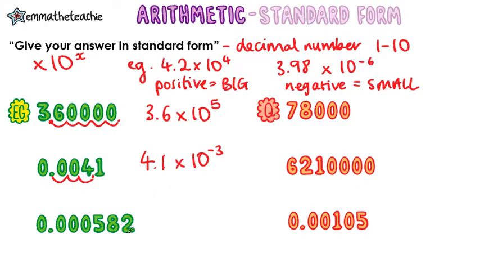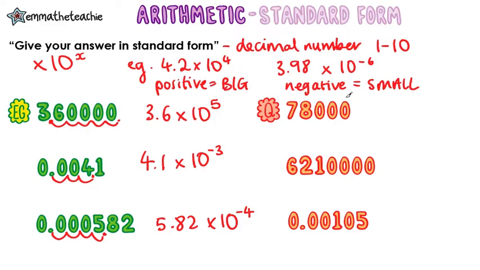Okay, and now the last one. Again, let's place our point. It needs to be in here, making 5.82. And now we're going to count what our power is. So we're going backwards, so it's going to be a minus. 1, 2, 3, 4. So minus 4. Okay, pause the video and try your questions and then press play.